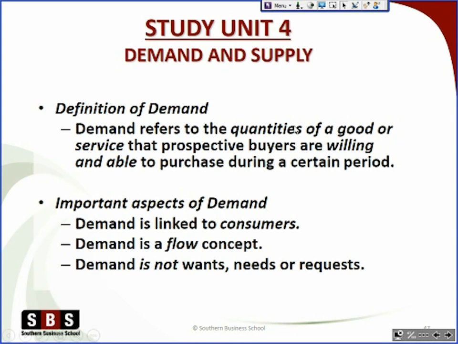Then we get to study unit 4. This is supply and demand. Has everybody handed in their assignments? And how did you find it? No, we're still marking. That's why I'm so tired. Did you get the answer sheet? Yes. Okay. So you know more or less what you've written and what it should look like.